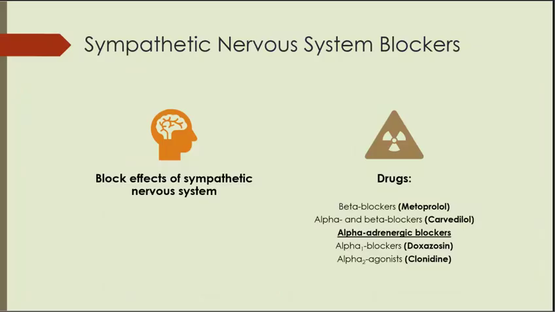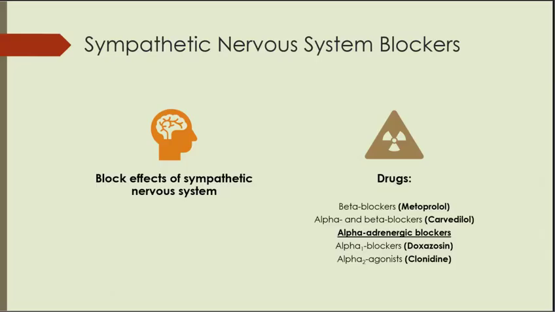Sympatholytic medications are used to treat high blood pressure by inhibiting the SNS, the sympathetic nervous system, which controls the fight or flight response that raises blood pressure. These medications are often used to treat heart disease and high blood pressure, but they can also help other conditions like urinary issues caused by an enlarged prostate, anxiety, or PTSD.